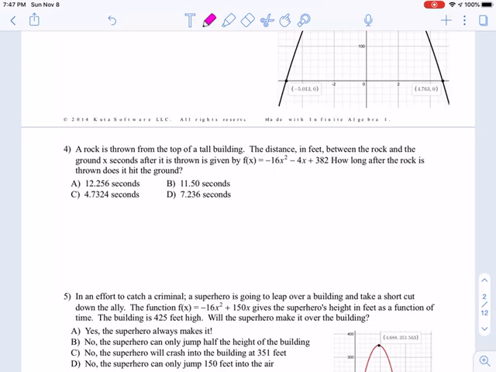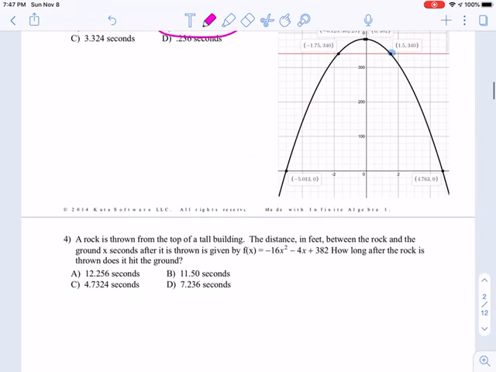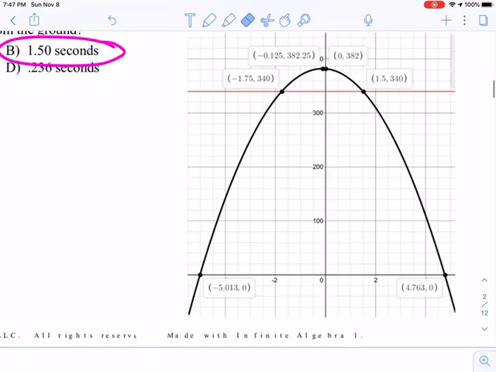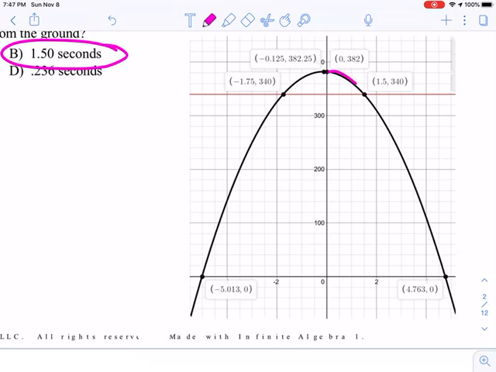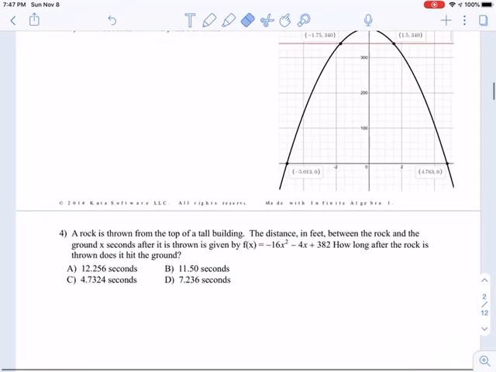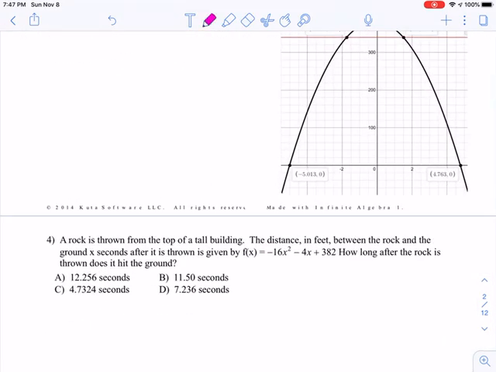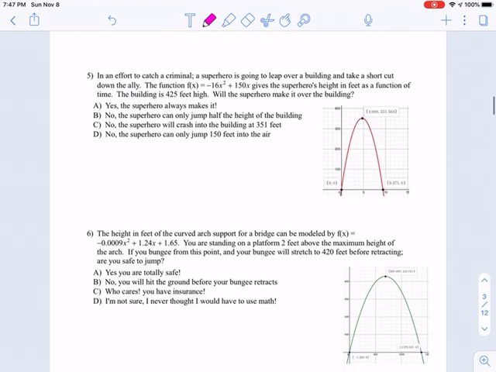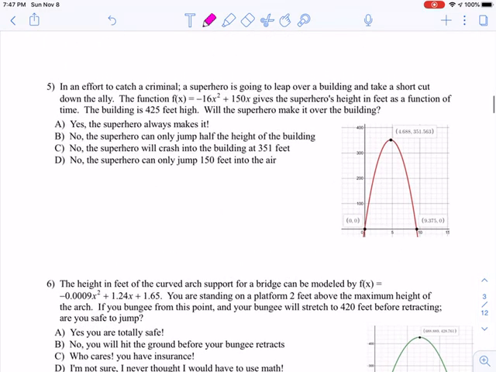Then we have, again, the same graph. This time we want to know how long after the rock is thrown does it hit the ground. Okay, so we are looking for a height of 0 if it hits the ground, right there. And it looks like 4.763 seconds. The closest one I have here is 4.7324.